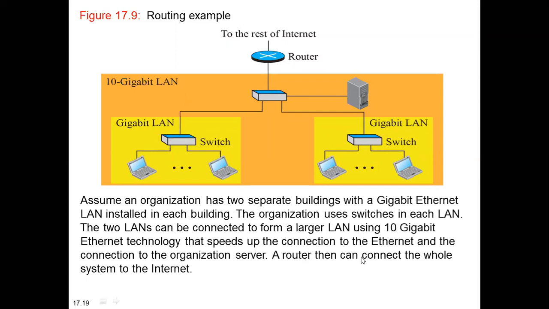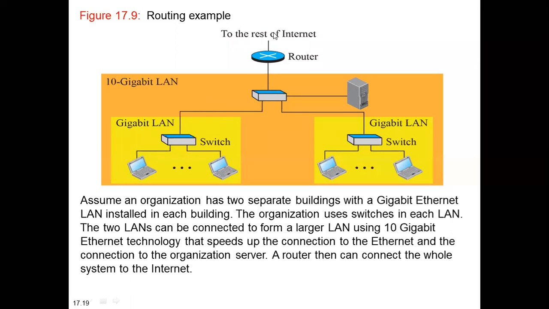A router can connect the entire system, the entire organization, whatever has been connected here to the LAN, to the rest of the internet. So if you want to communicate to the rest of the internet outside the organization, the router will add its own source as well as destination address. Once it receives the packet through the data link layer, it changes the source and destination based on the router's IP, and then it transfers the packet. So this is an example of a routing device.